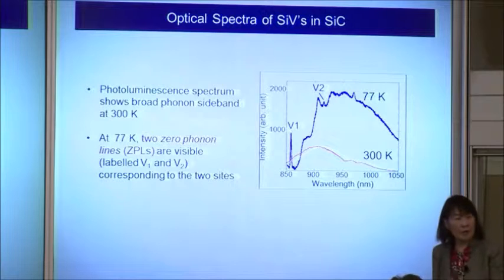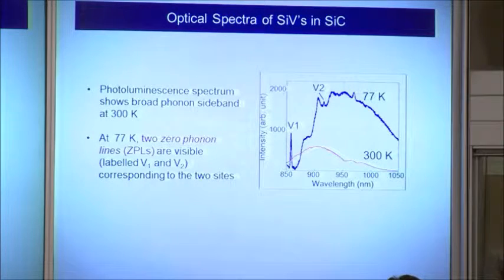Okay, let's take a look at the optical signature. And this is just photoluminescent spectrum taken at 2 temperatures, room temperature, and 77 Kelvin.